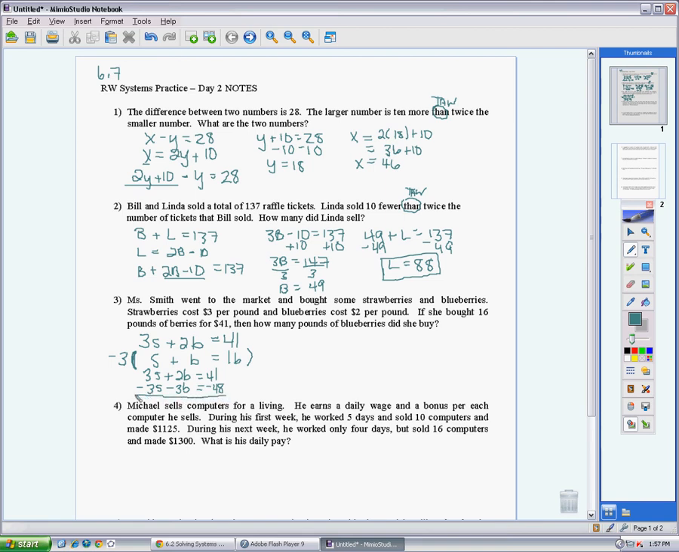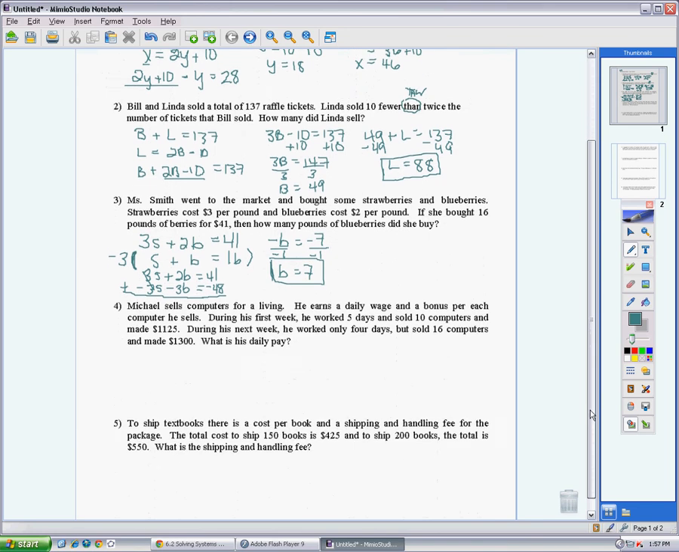Okay, then I'm going to add these two together, and my strawberries are going to eliminate. That's going to leave me with -b equals -7. Still need to get positive b, so I'm going to divide through by -1, and b equals 7. So that means she bought 7 pounds of blueberries. My question only asked for me to find blueberries, so I just need to find b.